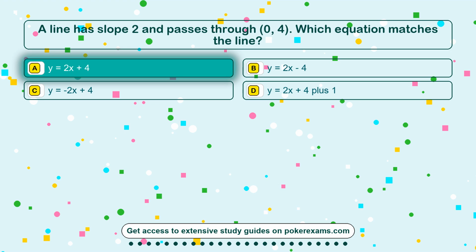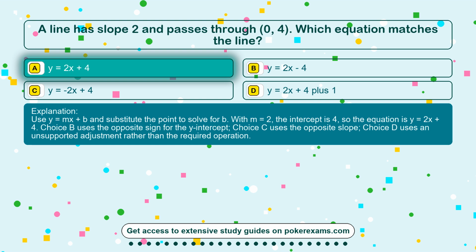The correct answer is option A, y equals 2x plus 4. Use y equals mx plus b and substitute the point to solve for b. With m equals 2, the intercept is 4, so the equation is y equals 2x plus 4. Choice B uses the opposite sign for the y-intercept. Choice C uses the opposite slope. Choice D uses an unsupported adjustment rather than the required operation.